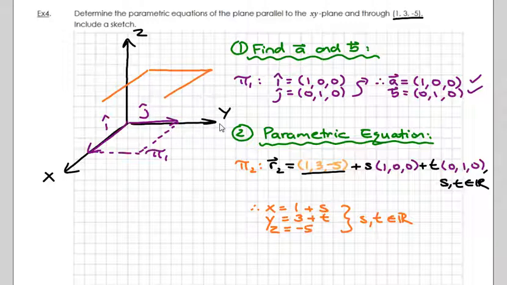Somewhere up here, parallel, this is going to be pi 2, has the same direction vectors, your I and your J, but it also has to go through a specific point. And that point is this guy right here. Your I and your J give rise to your two direction vectors, your A and your B, so we're going to put those right there, substitute the point in, and there you go. That's your vector equation with your S and your T parameters. Then we're just going to rewrite it as your parametric equation, which I'm going to leave for you because this is a long freaking video.